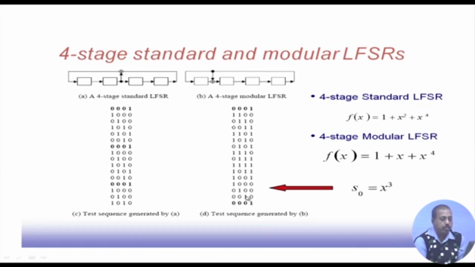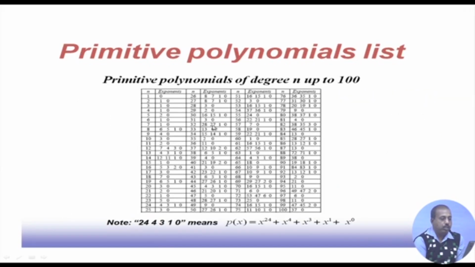The 16th pattern is going to be repeated, and the content at any point of time is a configuration. So, the initial configuration S0 is x cube, because this bit is set to 1. So, this is 1, x squared, x cube. That way this cell is x cube. So, the initial value can also be represented by a polynomial.